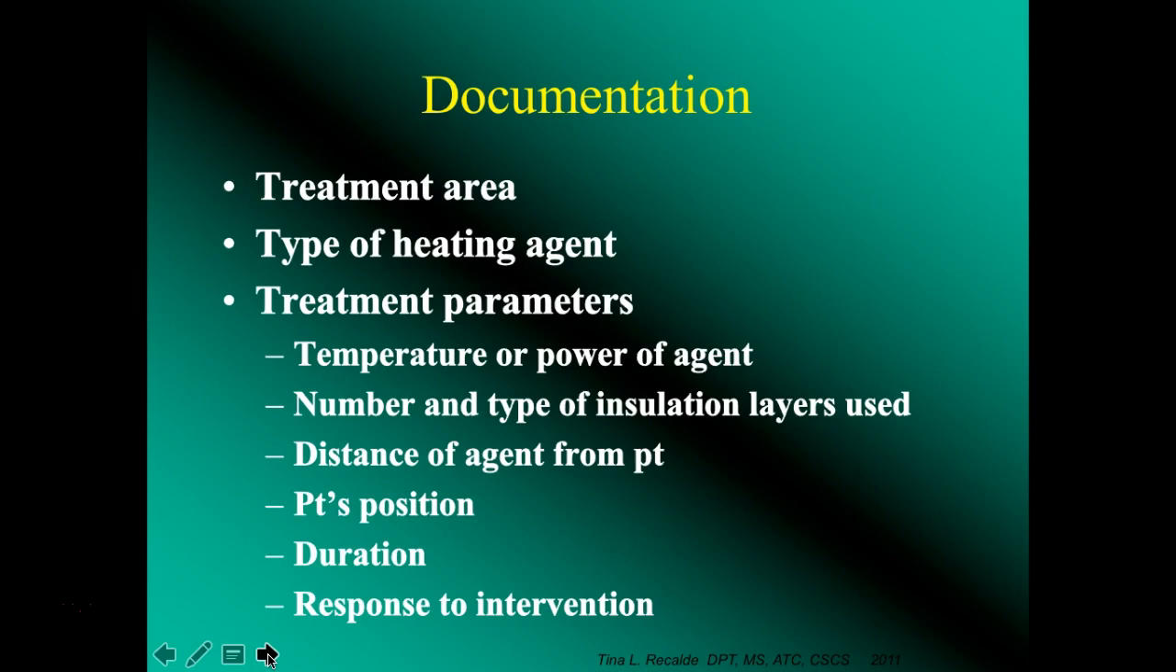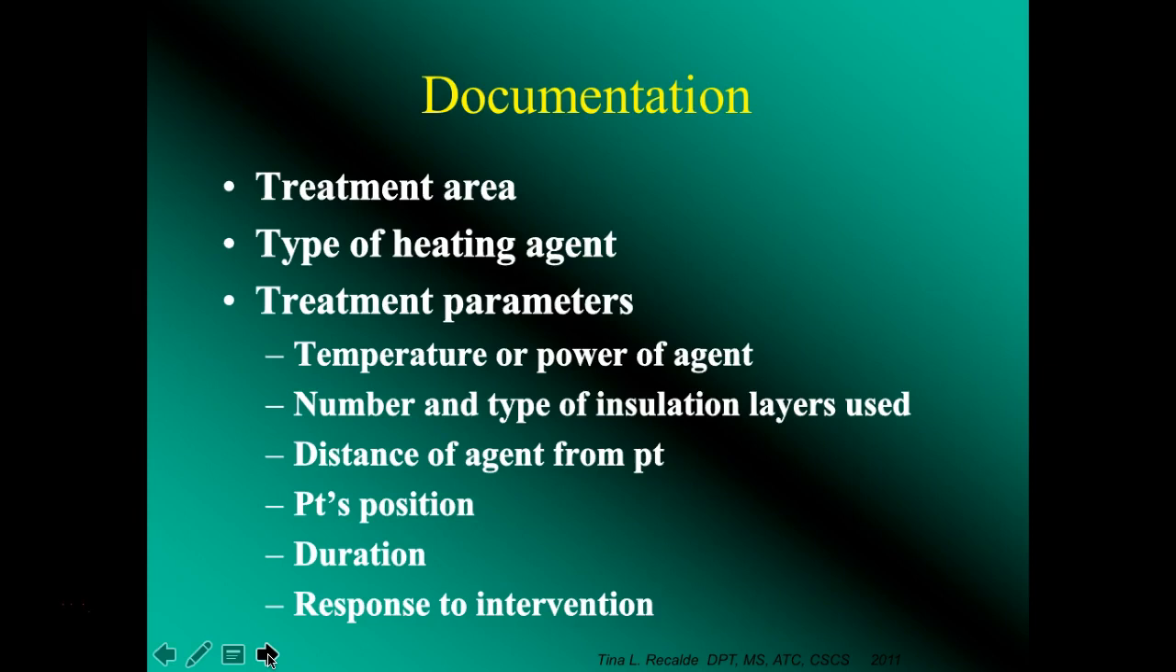The type of heating agent: is it a moist hot pack? It can be either MHP or HP, depending on what facility you're at. Paraffin is just written out. Treatment parameters: how many towels did you use? What was the temperature? What position did you put them in? How long did you do it for?